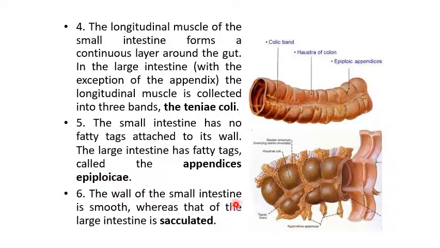The wall of the small intestine is smooth, whereas that of the large intestine is sacculated, or haustras are present like this, because the length of the longitudinal muscle coat is smaller than the inner circular muscle coat. That's why. So these are the major differences between small intestine and large intestine.